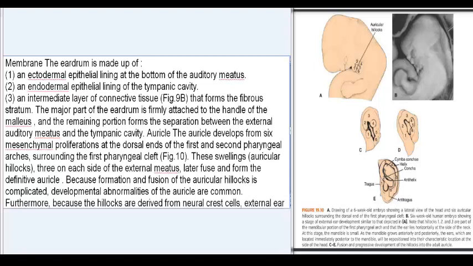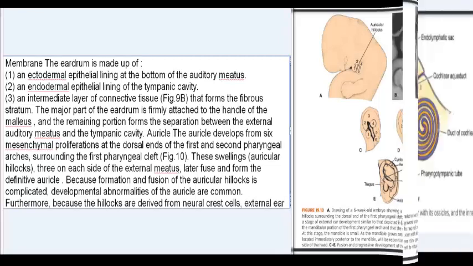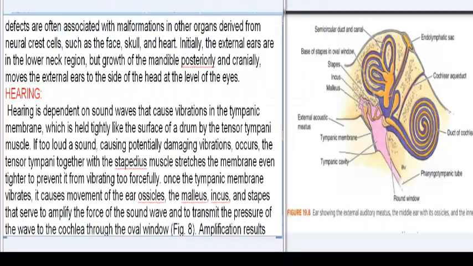Auricle. The auricle develops from 6 mesenchymal proliferations at the dorsal ends of the first and second pharyngeal arches, surrounding the first pharyngeal cleft, Fig. 10. These swellings, auricular hillocks, 3 on each side of the external meatus, later fuse and form the definitive auricle. Because formation and fusion of the auricular hillocks is complicated, developmental abnormalities of the auricle are common. Furthermore, because the hillocks are derived from neural crest cells, external ear defects are often associated with malformations in other organs derived from neural crest cells, such as the face, skull, and heart.